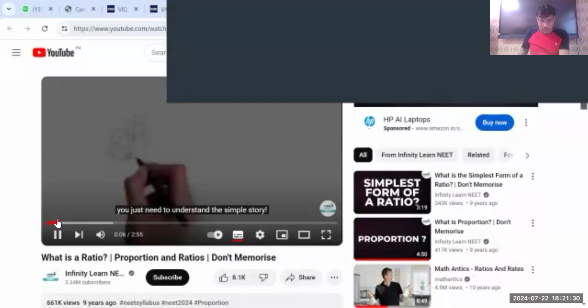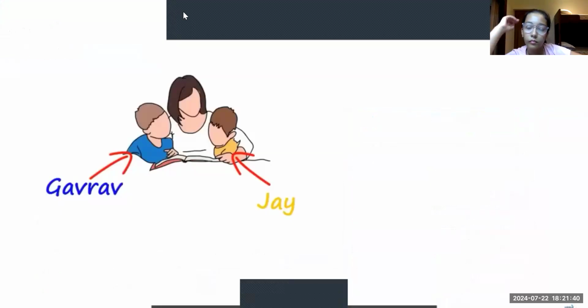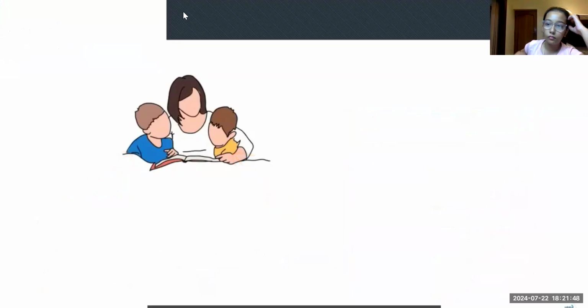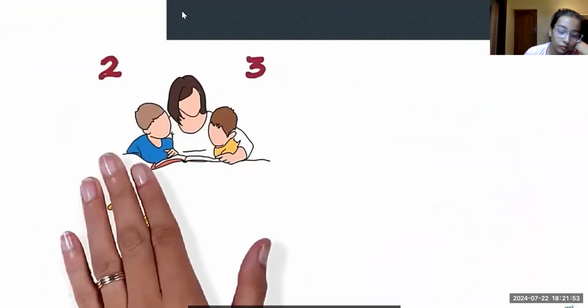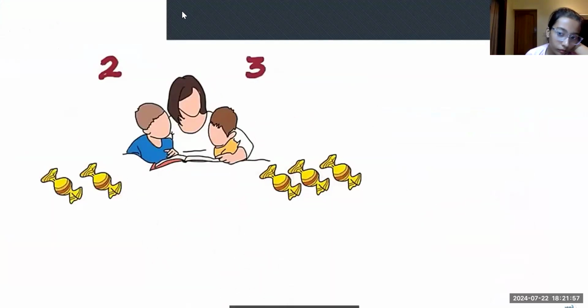To understand ratios, you just need to understand this simple story. Gaurav and Jay used to receive chocolates from a mysterious magic hand every day. But the magic hand was a little biased towards Jay. Every time it gave 2 chocolates to Gaurav, it gave 3 to Jay. Nobody knew why. Of course, Jay did not complain.